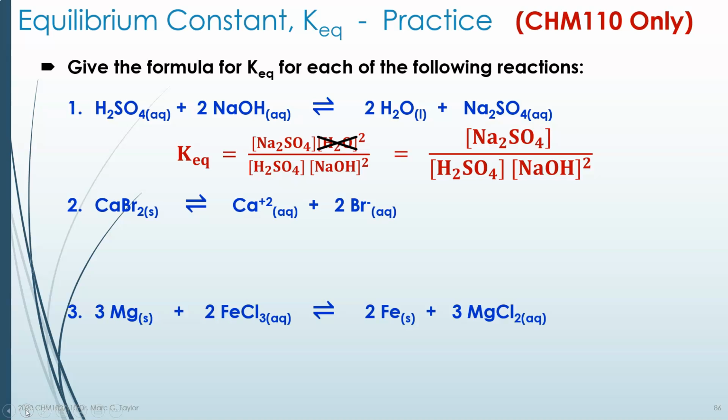The other three are all dissolved in water. Sulfuric acid, sodium hydroxide, and the product sodium sulfate are all aqueous, so they stay in our final calculation. Let's look at the second one.